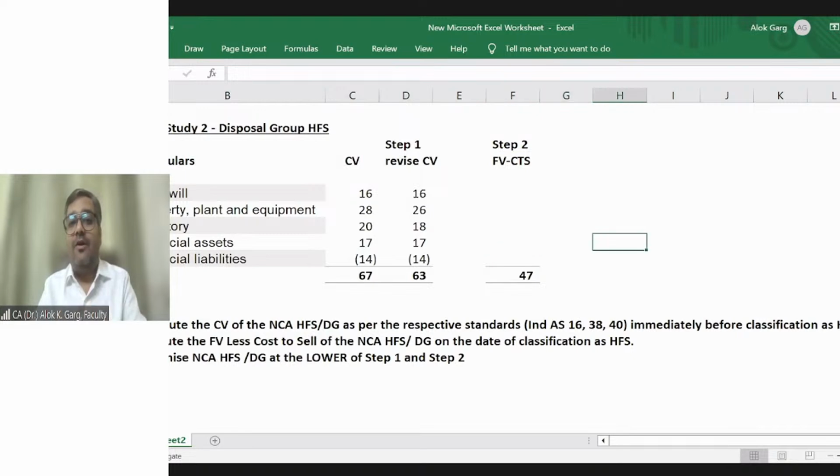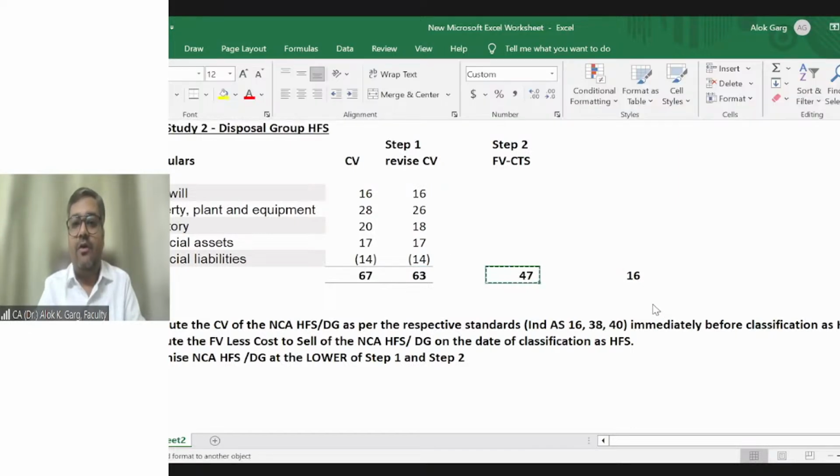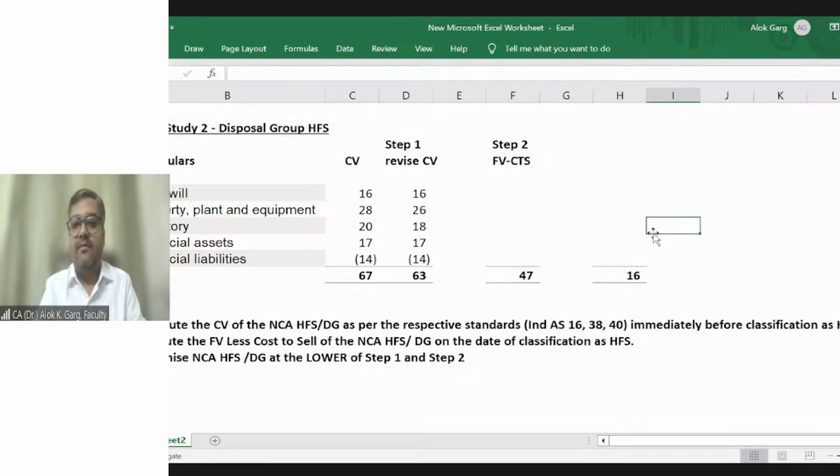What is the impairment loss? If step number 2 is 47 and step number 1 is 63, the impairment loss is 63 minus 47. It comes out to 16 million. My impairment loss will be 16 million.